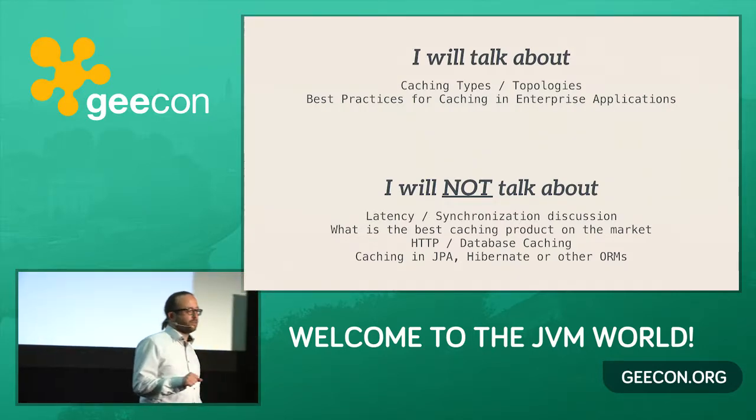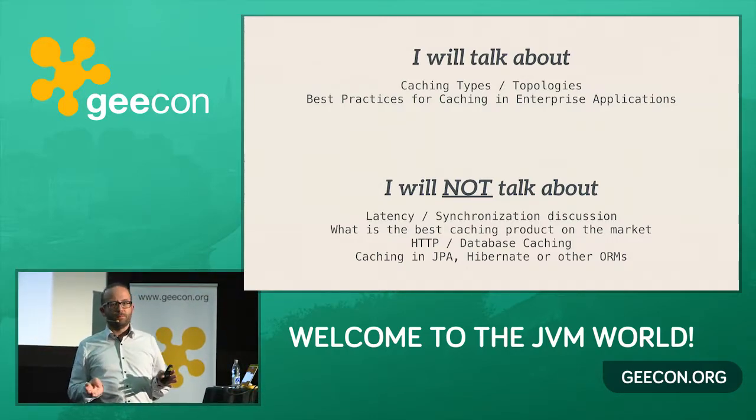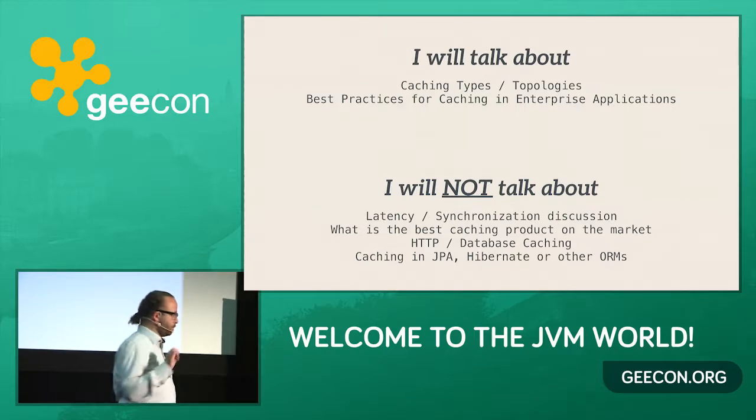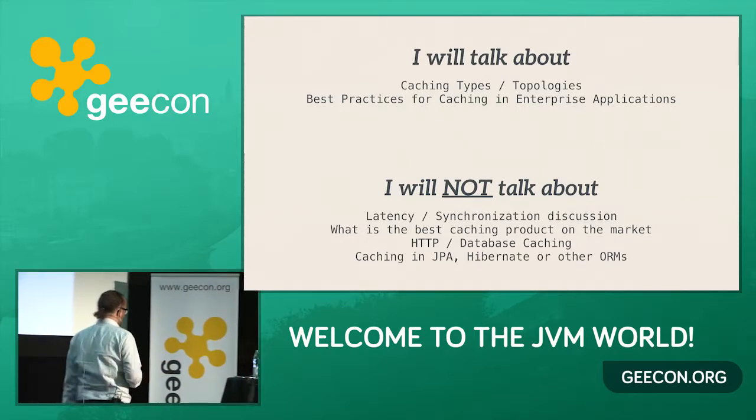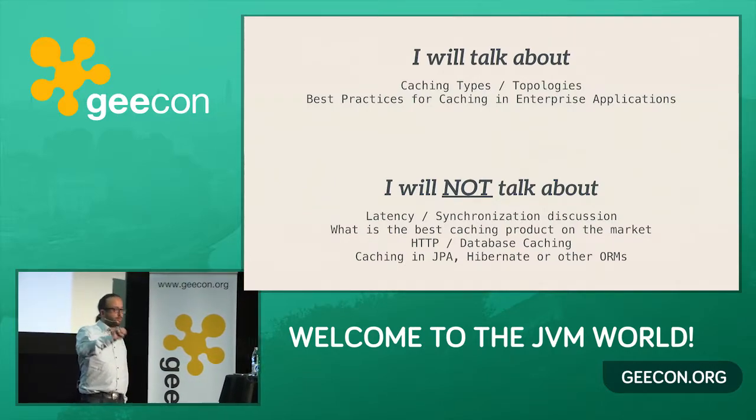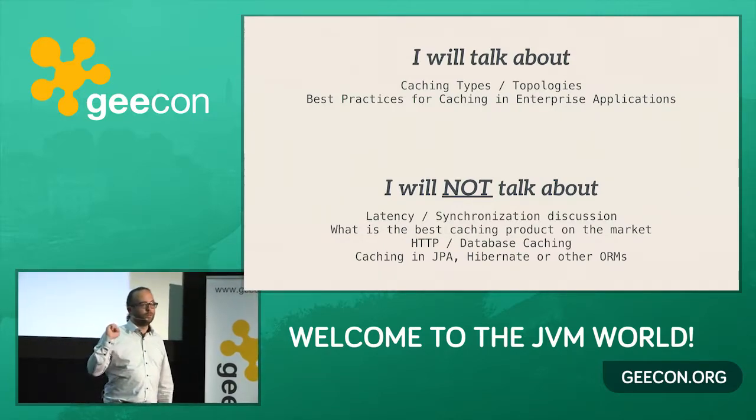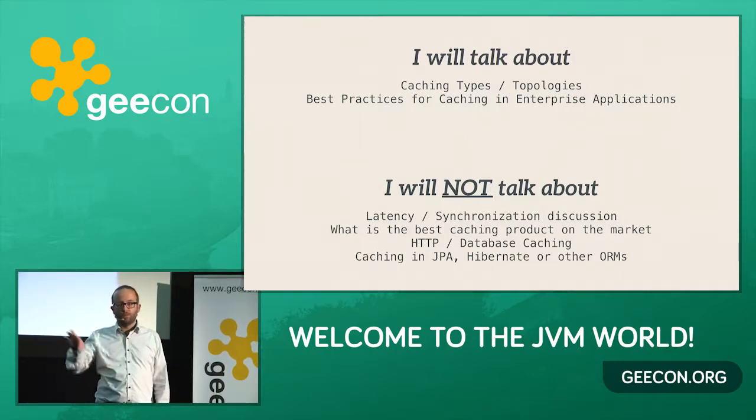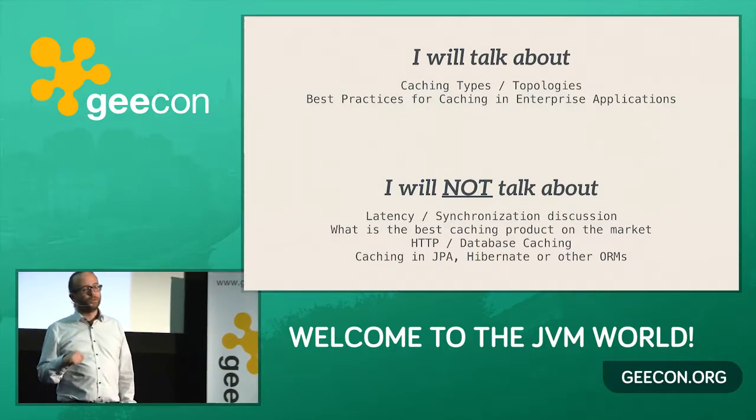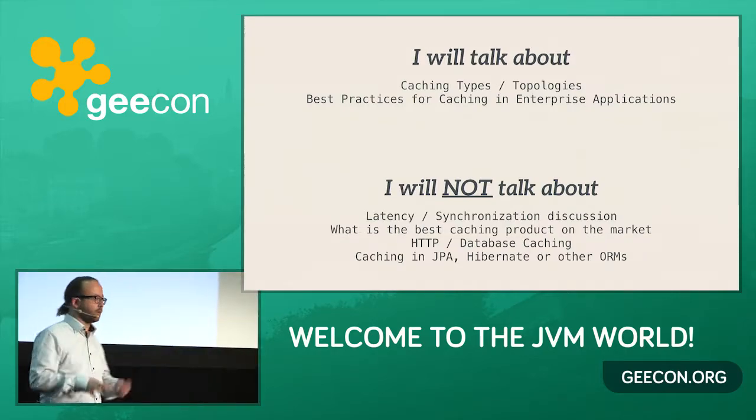Now, there's a couple of things. The topic of caching is a very big and very broad topic, and squeezing this into 50 minutes is a little bit hard. So I decided that I will mostly talk about best practices, some ideas how you can establish caching for your applications, some caching types and some topologies, but I will not get into extremely low-level concurrency, latency, networking topics of caching, and I will also not discuss how to configure, let's say, a second-level cache for Hibernate or JPA or something like that.